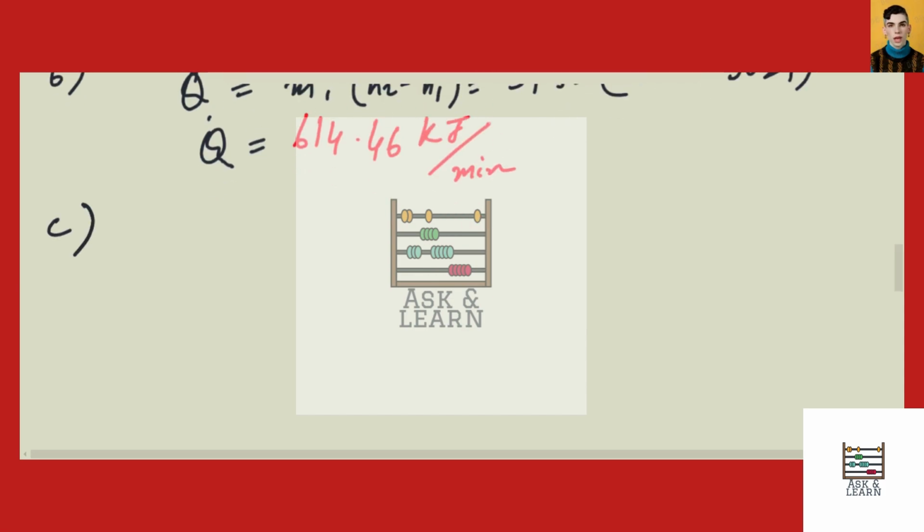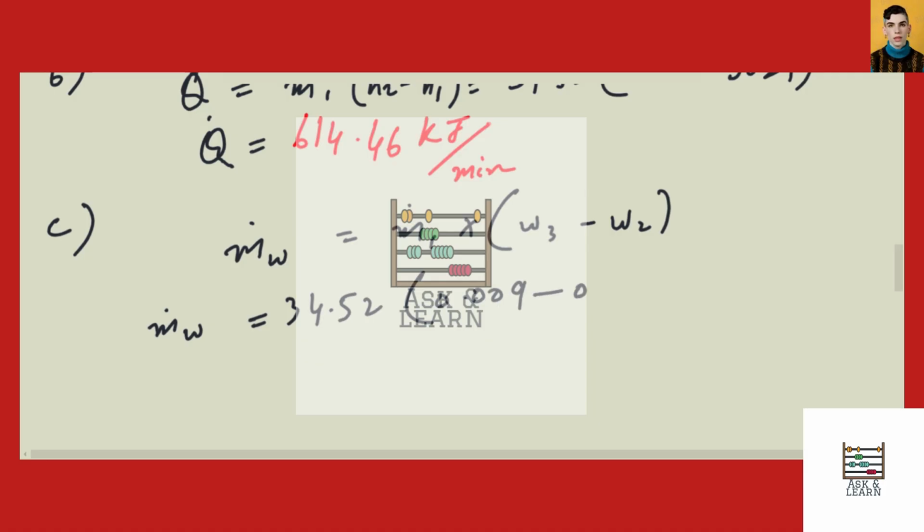So now let's move on to part C of this question. For the conservation of mass, we can calculate the mass flow rate of water, that is mw, through this equation. mw is equal to m1 multiplied by W3 minus W2. Now we put the values. mw is equal to 34.52 multiplied by 0.009 minus 0.006, and the answer, guys, is 0.104 kg per minute. So guys, this is the answer to this question.